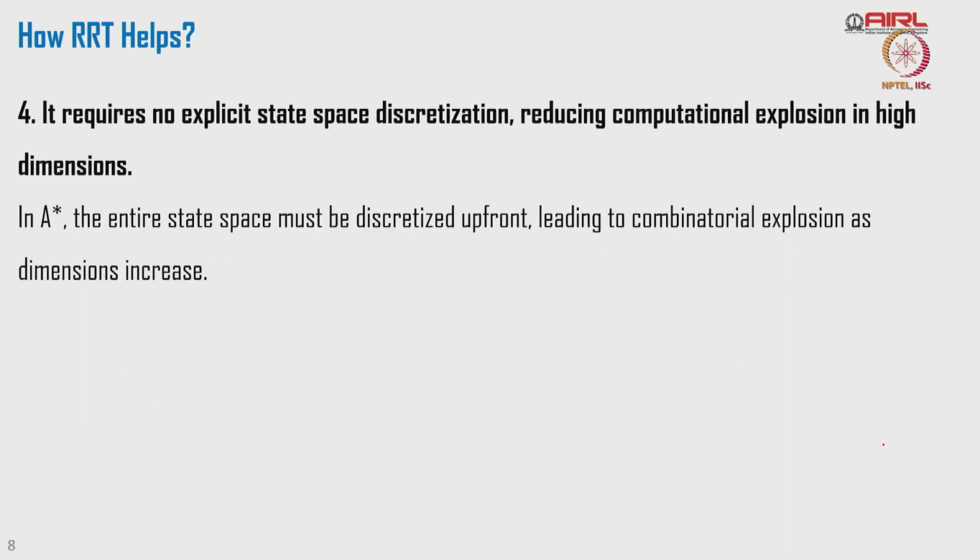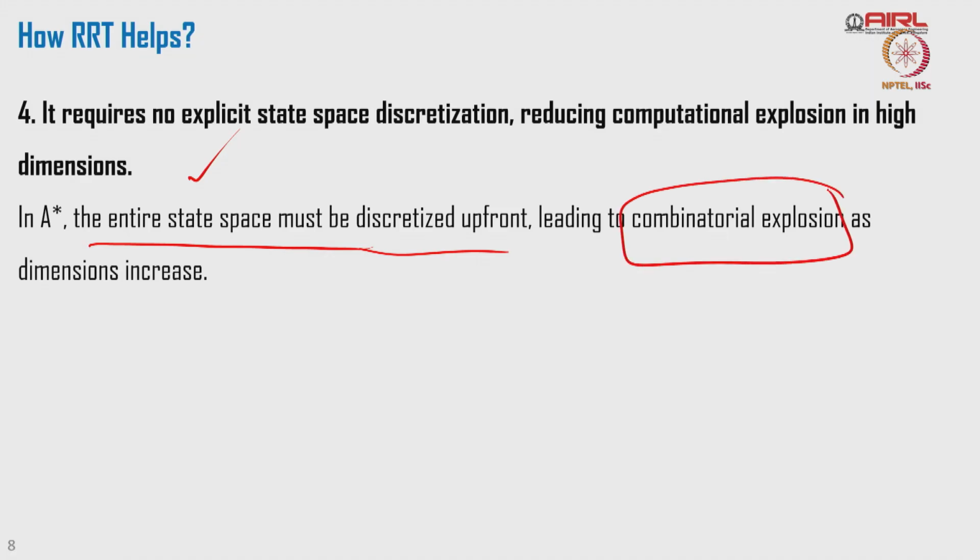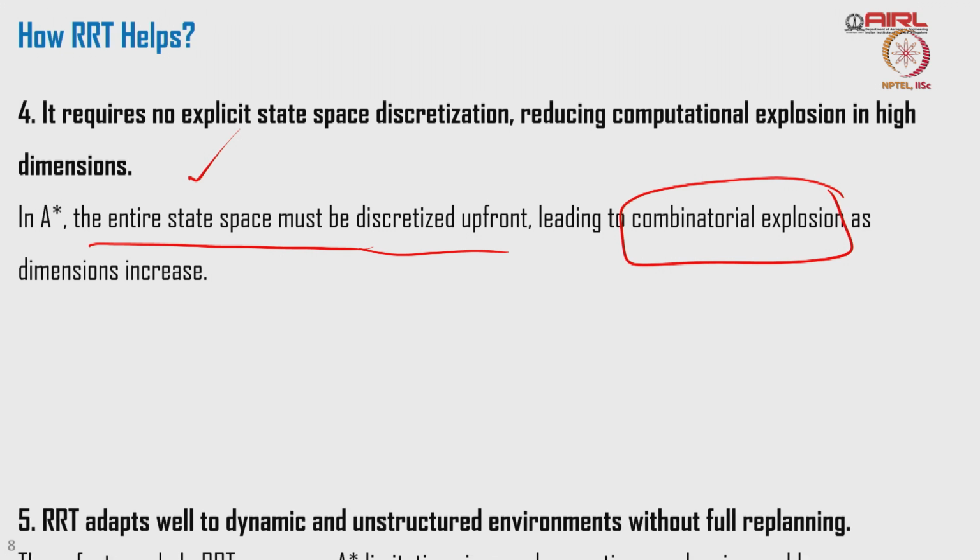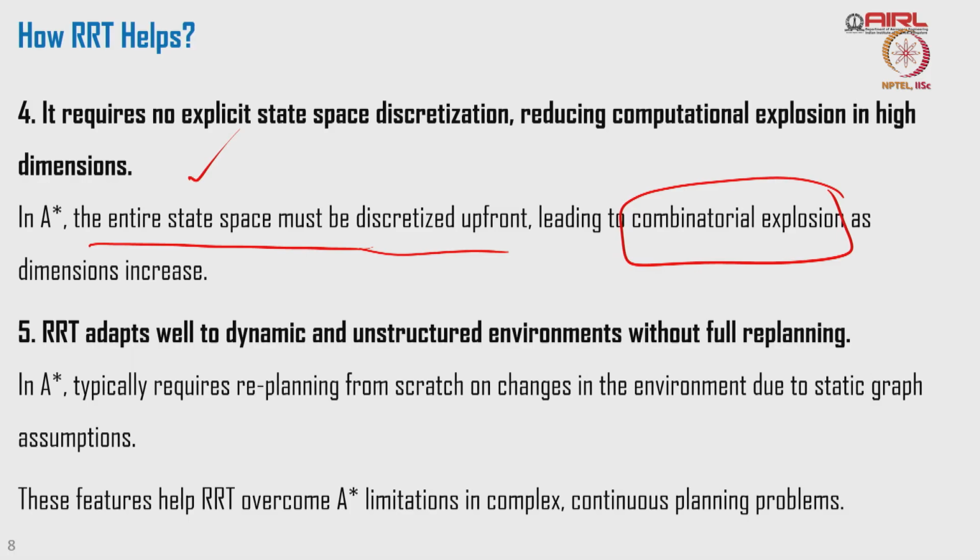Also, RRT requires no explicit state space discretization, reducing computational explosion, as already mentioned, whereas A-star needs the entire space to be discretized upfront, and there will be some combinatorial explosion. So, the memory requirement is getting higher. That is a problem for high dimensional scenarios, and at the same time it will be a problem for dynamic environments. RRT adapts well to dynamic and unstructured environments without full replanning.